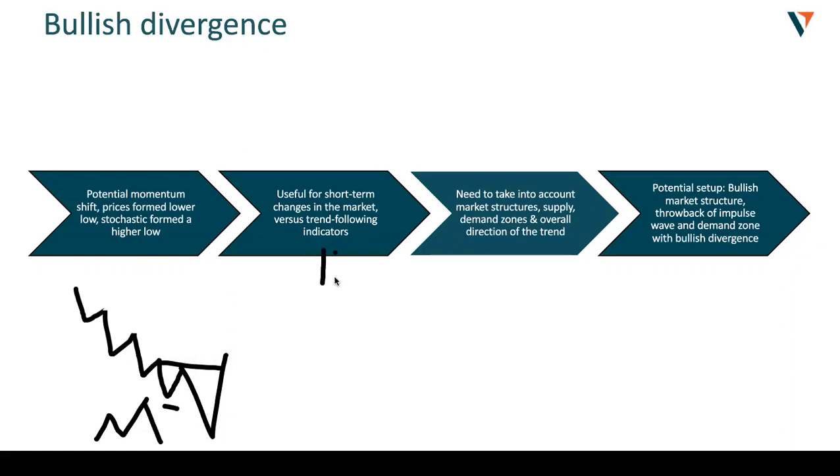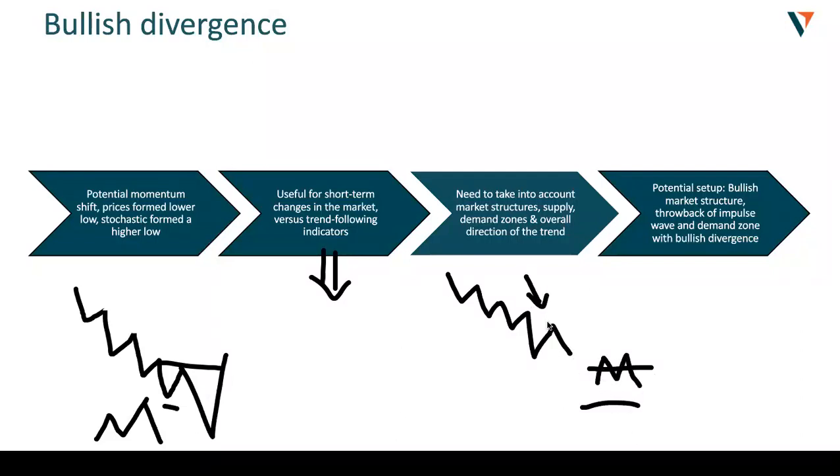Again, we want to incorporate market structure in this, which we will take a look at in deeper detail. We need to take into account market structure, supply and demand areas, as well as the overall direction of the trend. As mentioned, if you're in a downtrend, then for any pullback into this leg, it's best to wait for an RSI exit of the overbought region before playing the move to the downside, and this would then be in continuation with the higher time frame structure.